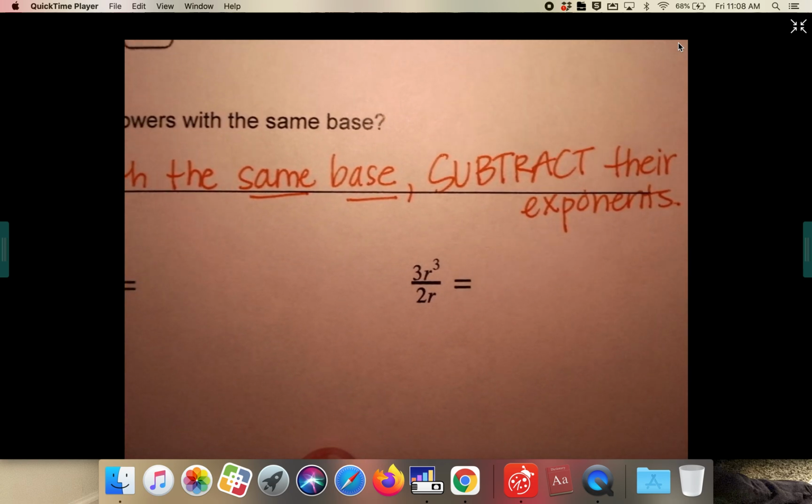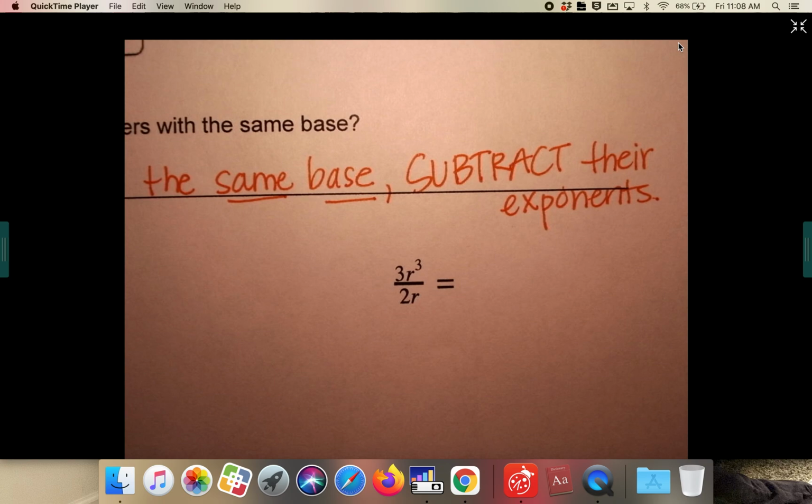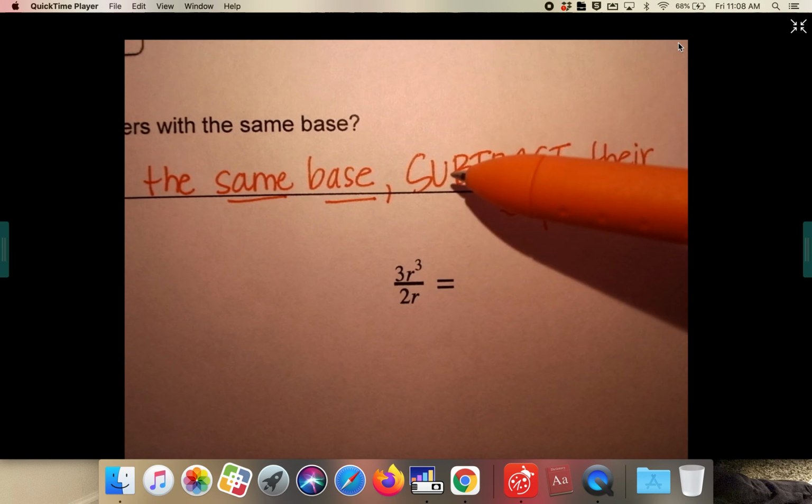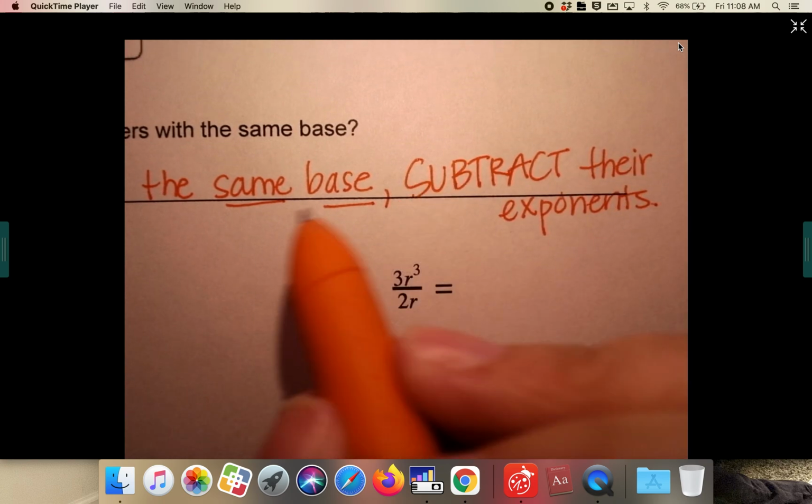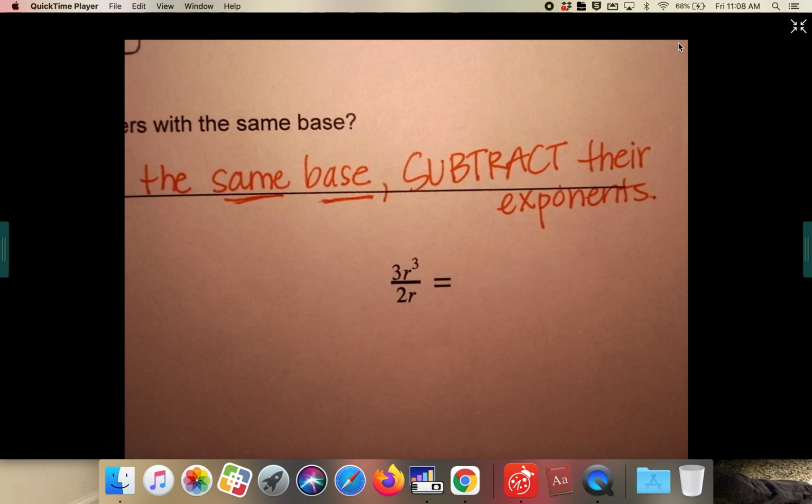Okay, so that's the rule. When you're multiplying, you add the exponents. When you're dividing, you subtract the exponents. Remember, it's only if the numbers have the same base. So let's look at a few examples.